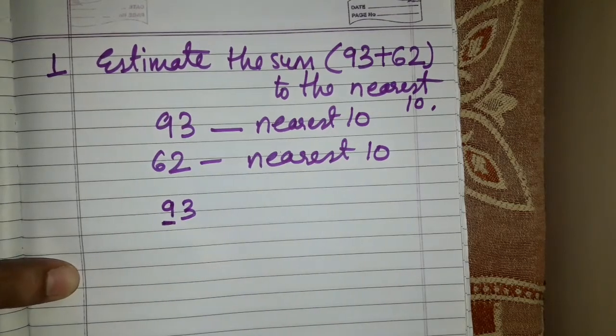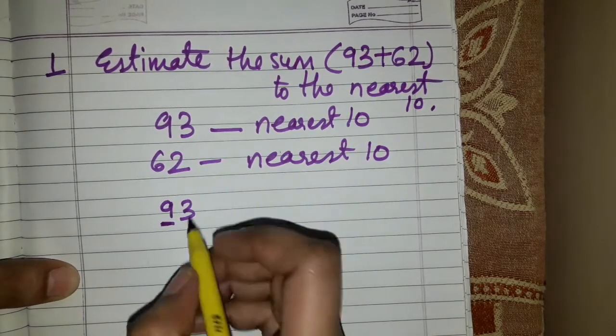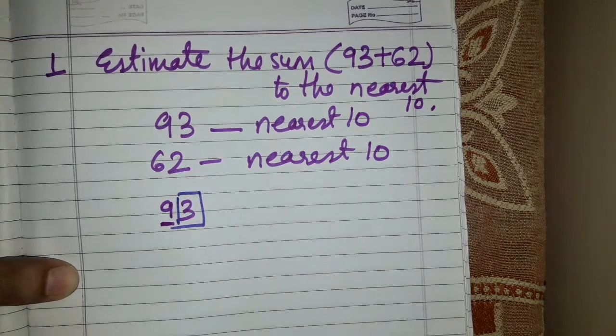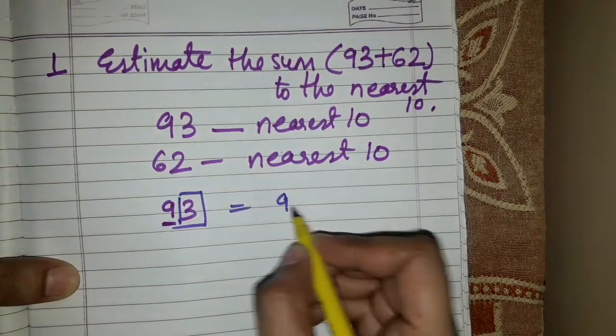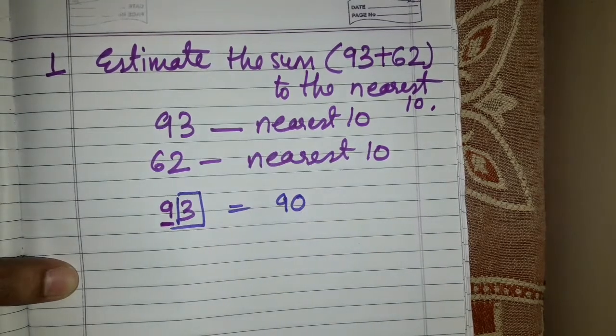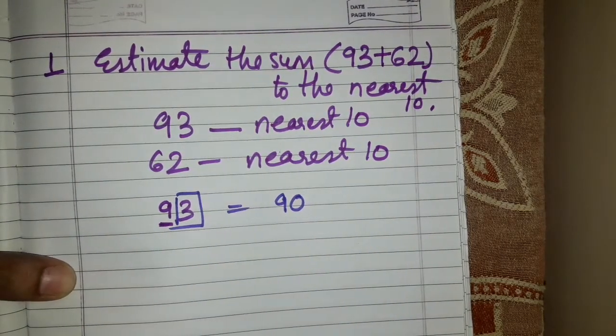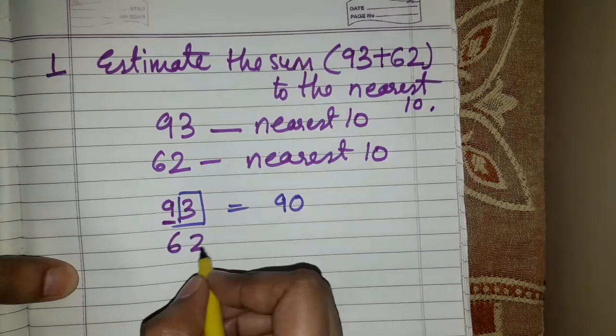To this 9 place value, I will look at the digit which is on the right hand side. Now this 3 digit is smaller than 5. What will happen? It will simply become 0.